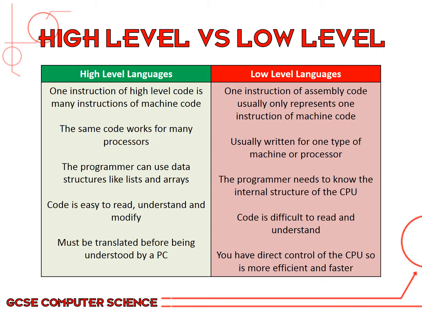Low-level languages are usually written for one type of machine or processor, so you might have a variety of instruction sets. With a low-level language, the programmer needs to know the internal structure of the CPU to be able to code efficiently. The code is difficult to read and understand for us. Also, you have direct control of the CPU, so it's much more efficient and faster to run.